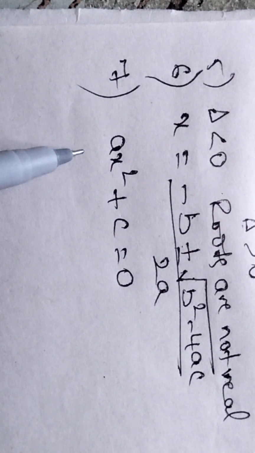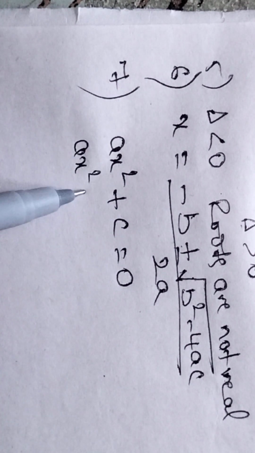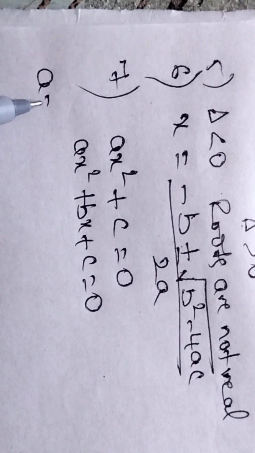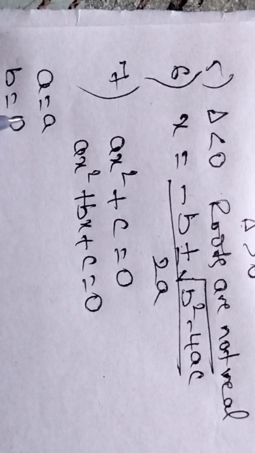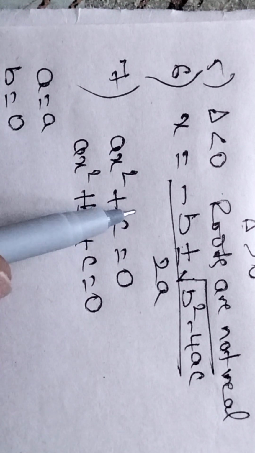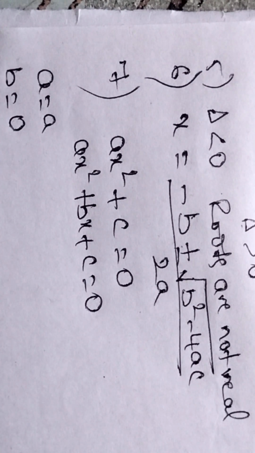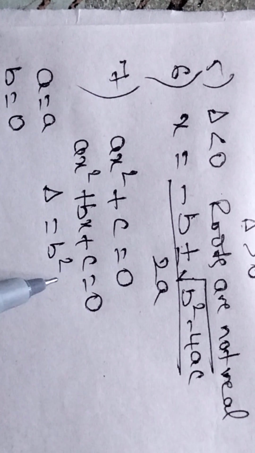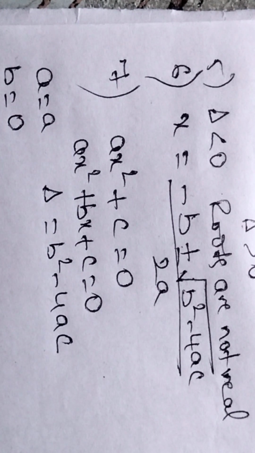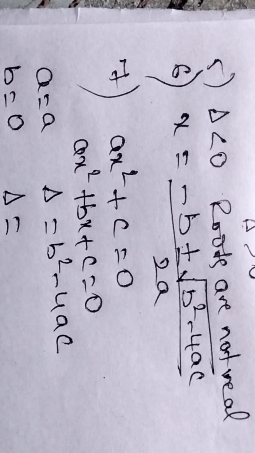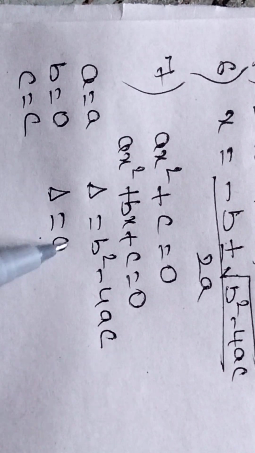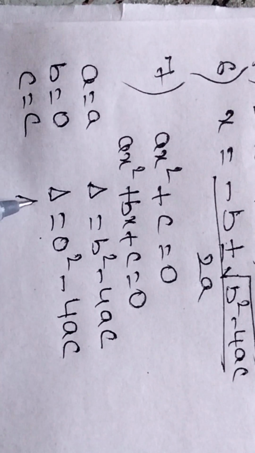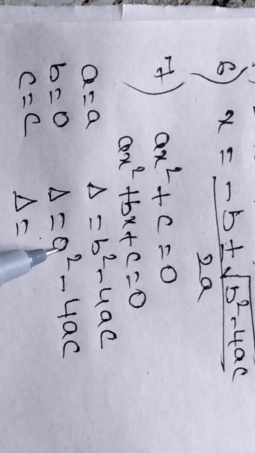So now here, what is the standard form? ax square plus bx plus c is equal to 0. Here a is equal to a, b is equal to 0, because there is no bx term here. Then c is equal to c. So what is the discriminant? Delta is equal to b square minus 4ac. So b square is how much? 0 square. So 0 square minus 4 into a into c. So delta is equal to 0 square, which is 0.